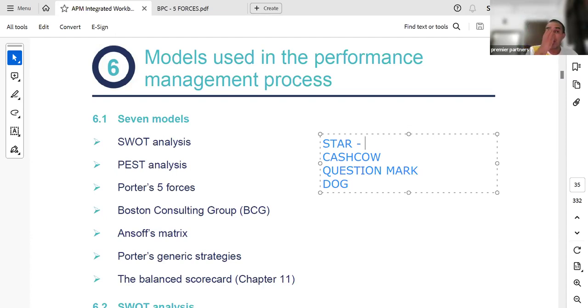Well, this is what you need to know for the exam. First, you need to know how to identify the star. Then you need to know what to do with it. Star, you invest. Good. You have to constantly put a lot of money in to keep it at that position. A star product is where the market is growing and your market share is also good.